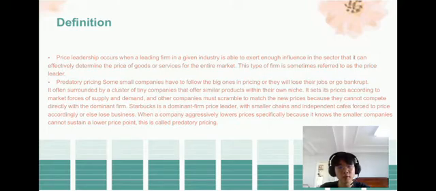Starbucks is a dominant firm price leader. The smaller chains and independent cafes are forced to price accordingly or else lose business. One company aggressively lowers price specifically because it knows the small companies cannot sustain a lower price point. This is called predatory pricing.